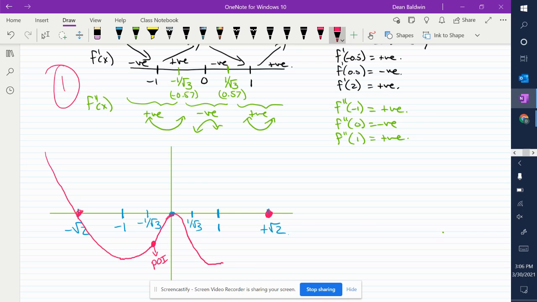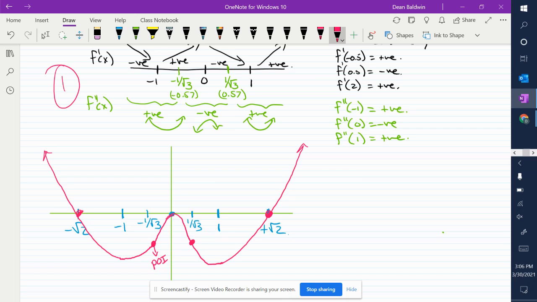I think this is a horrible drawing of a graph. It's abstract. And then at 1, it starts to increase again, and it goes through root 2. And that's your graph.